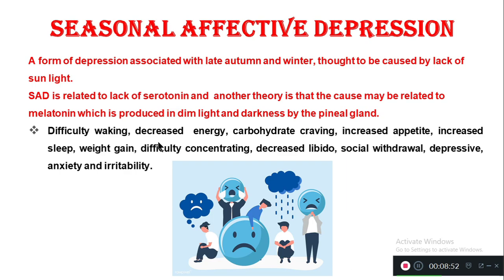Anergia will be present. Carbohydrate craving: the patient tends to eat more carbohydrate-rich foods. Increased appetite. There will be increased sleep. Eating more carbohydrate foods, they will gain more weight, and there will be difficulty in concentrating on any activities because of the absence of these hormones. Decreased libido, the desire to have sexual activity, will be decreased. Social withdrawal: the patient does not mingle with any member of the family or friends. Depressive symptoms are often present with anxiety and irritability. So these are seasonal affective disorders.